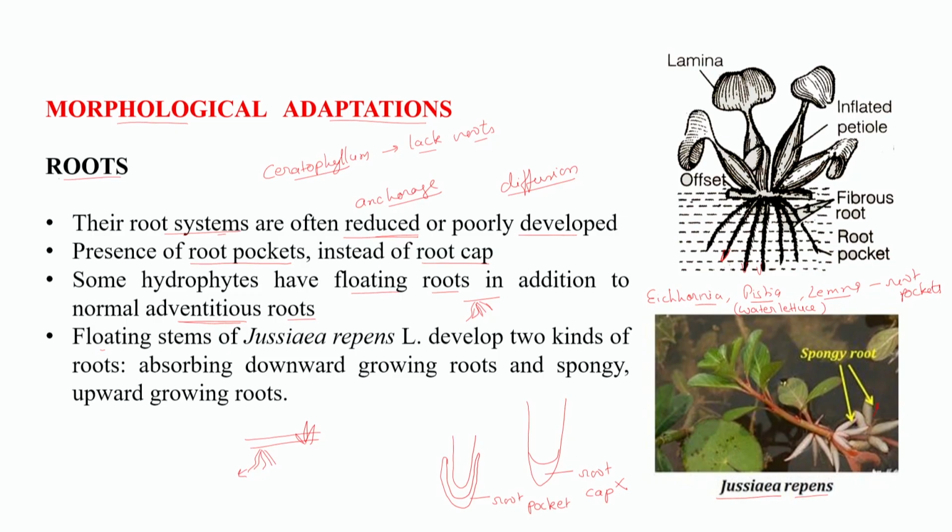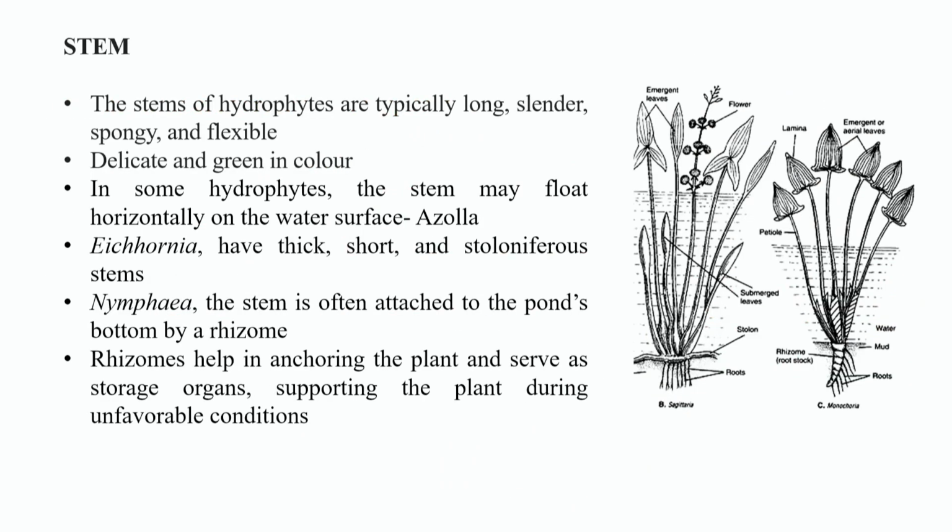Now coming to modification in stem. Talking about the stem of floating hydrophytes, they will generally have a very thin and delicate stem. They could be long, slender, spongy and flexible. The stem has to be flexible because it has to cope with the water current. Sometimes a very long stem is also there, which will increase the surface area from where leaves can come out.